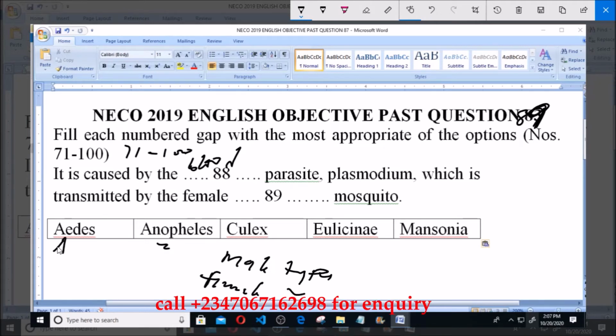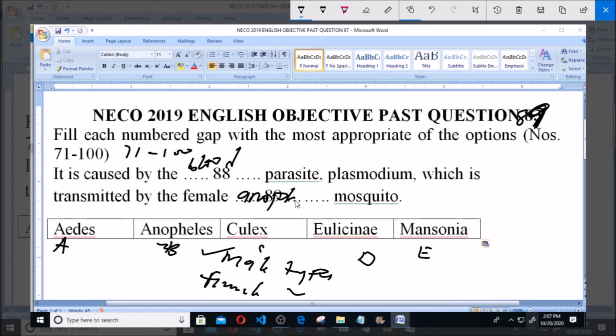So option A says Aedes, option B says anopheles, option C says culex, option D says elucine, option E says masonia. So the correct option is option B, which is anopheles. So we can say that it is transmitted by the female anopheles mosquito. So option B is correct.